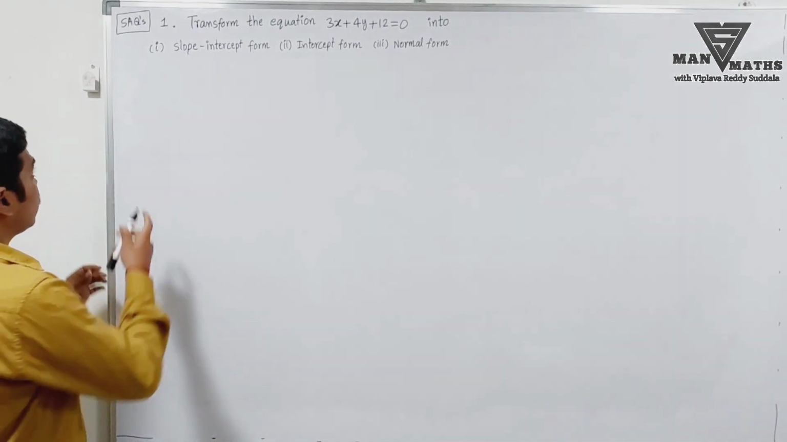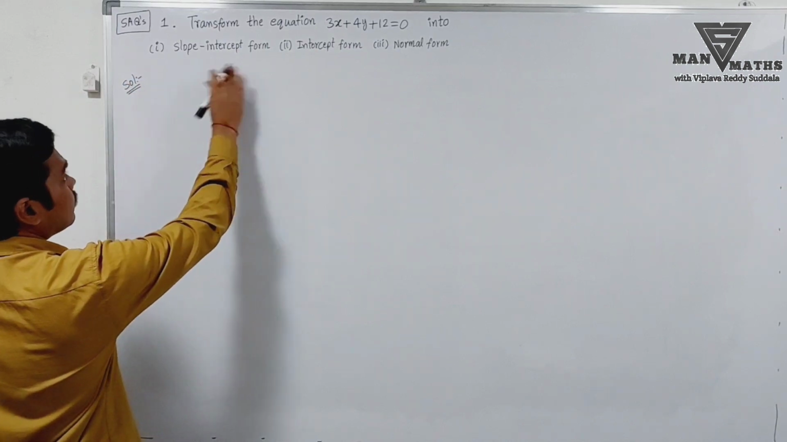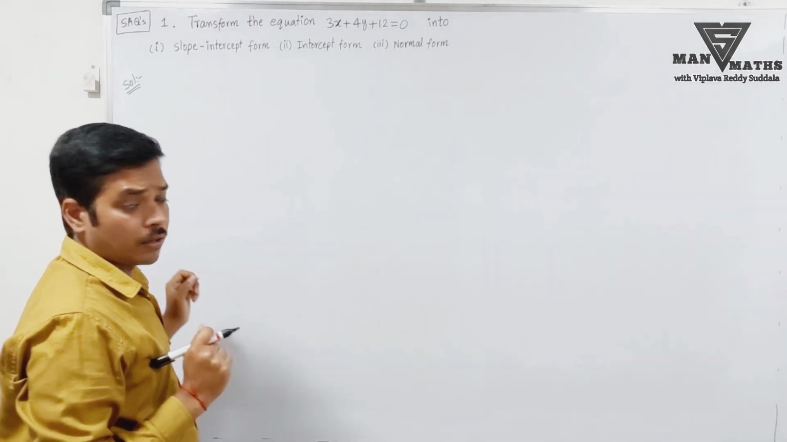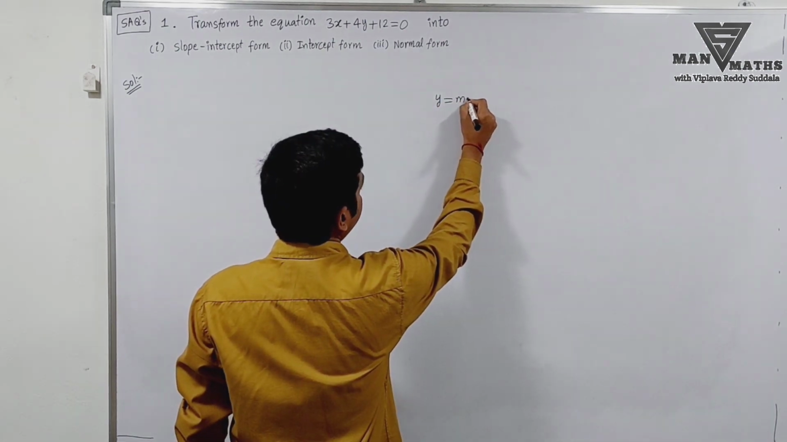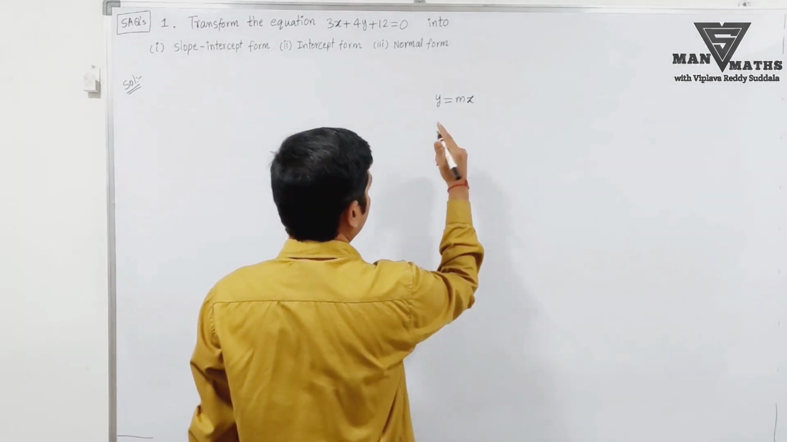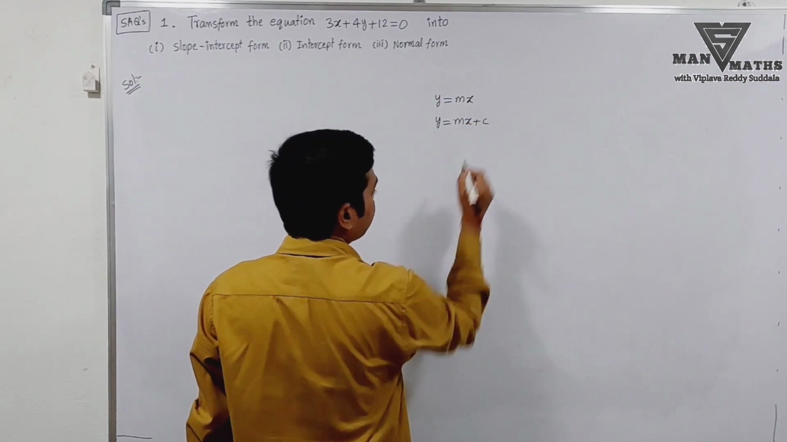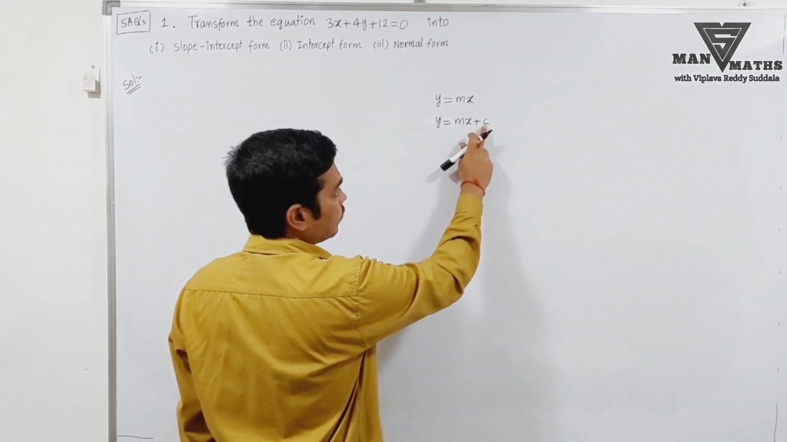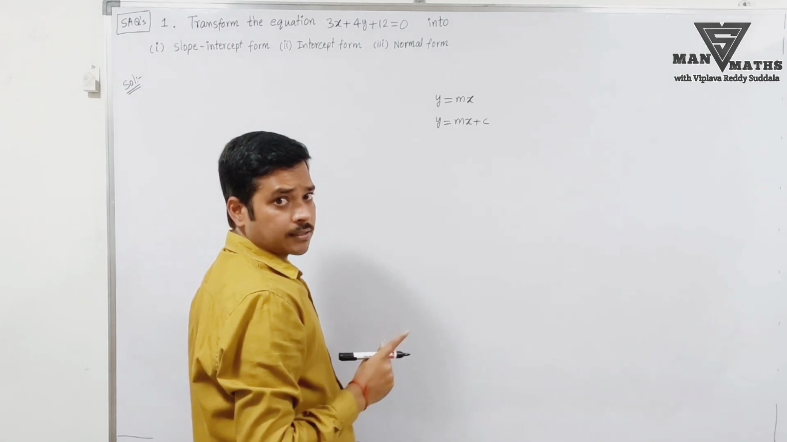In this problem, we have to convert the given equation into 3 forms. Okay, first one is slope-intercept form, intercept form and normal form. We know that y is equal to mx is the slope form of a straight line, only slope form. Y is equal to mx plus c is the slope intercept form. Here m is for slope, c is for y intercept, not x intercept, y intercept.